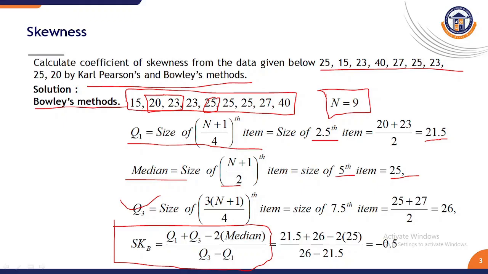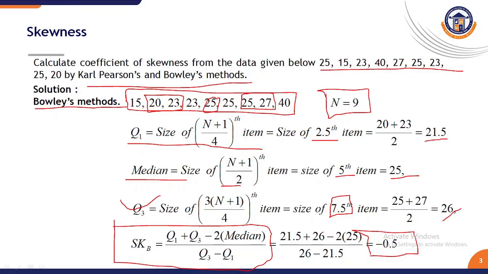Similarly, we can calculate the third quartile value Q3. Its respective formula is size of 3 of n plus 1 divided by 4th item. That means 7.5th item. 7.5th item means average of 7th and 8th item. So its average is 26. Then the skewness by Bowley's method is minus 0.5. It is negative answer. So it shows the given distribution is skewed negatively.